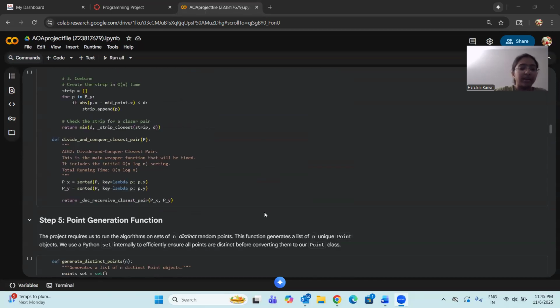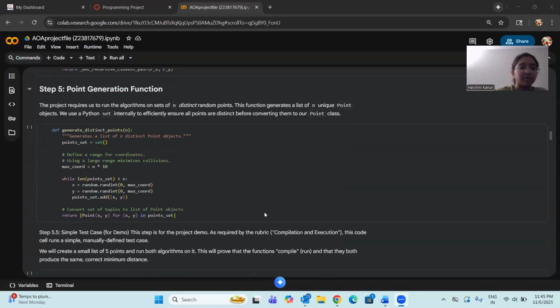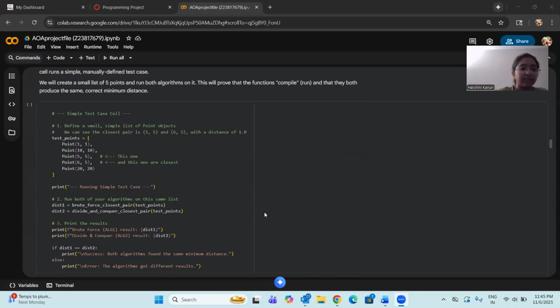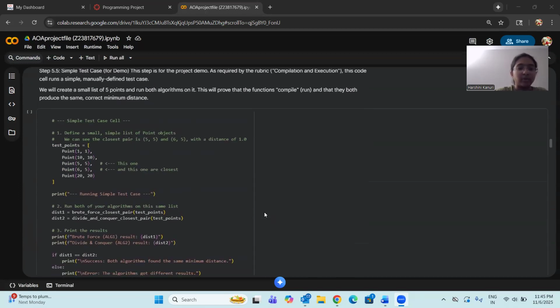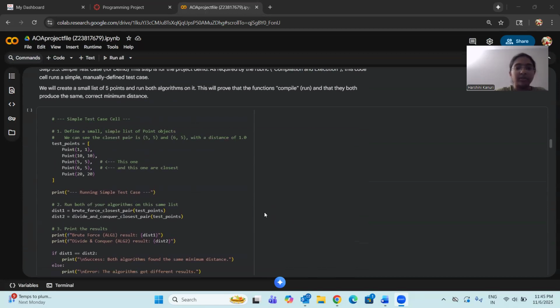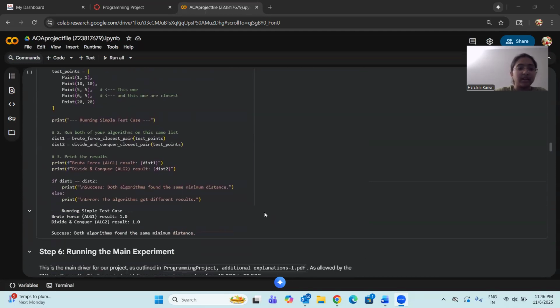And the main part, which is running the experiment, I'll show how I satisfy the project requirements. First, for compilation and a simple test case, I have used a small list of 5 points and run the algorithms on it. This will prove the functions compile and they both produce the same correct minimum distance.